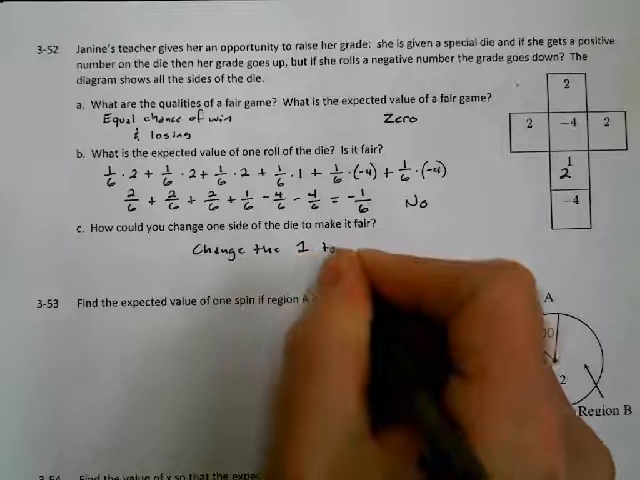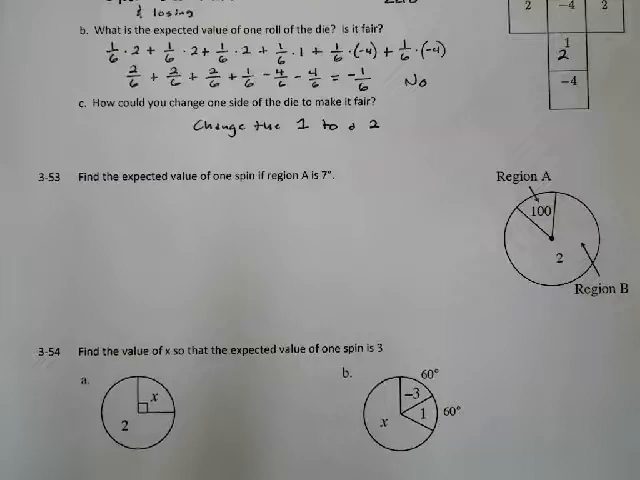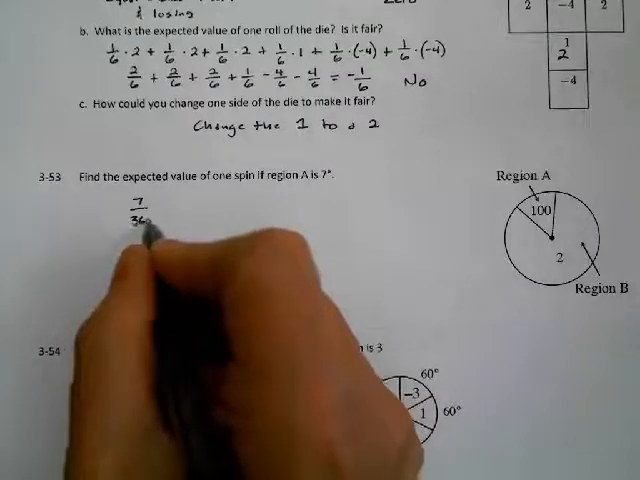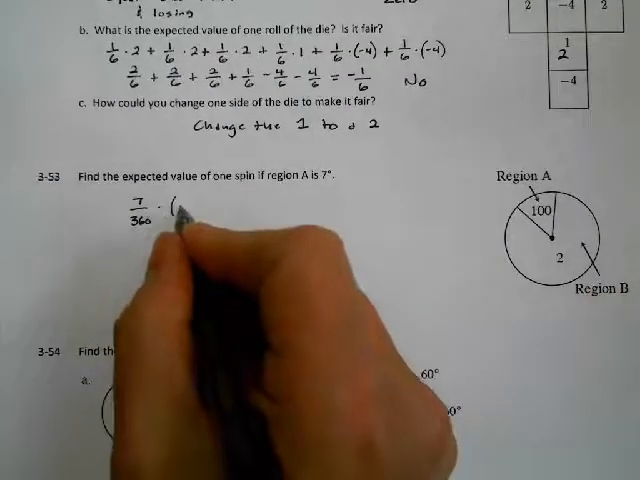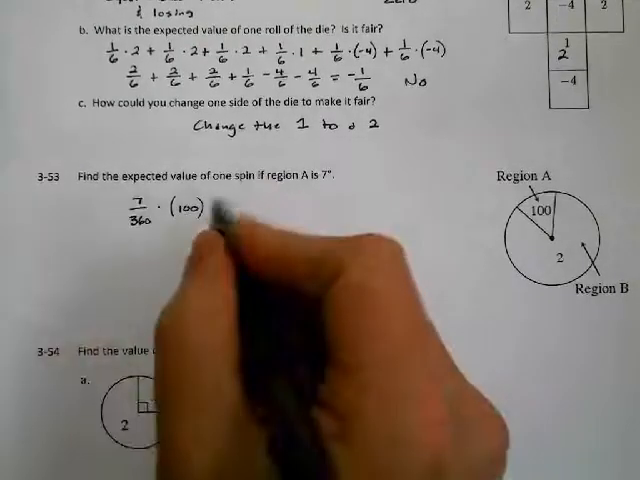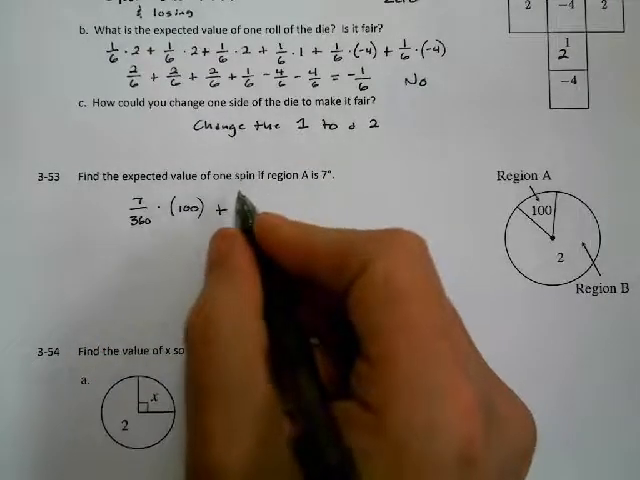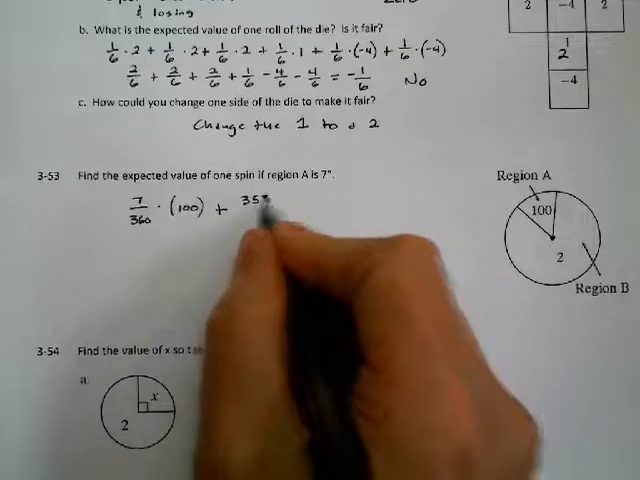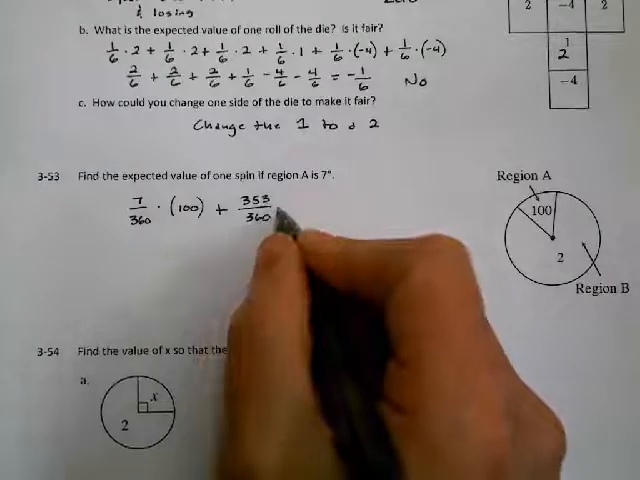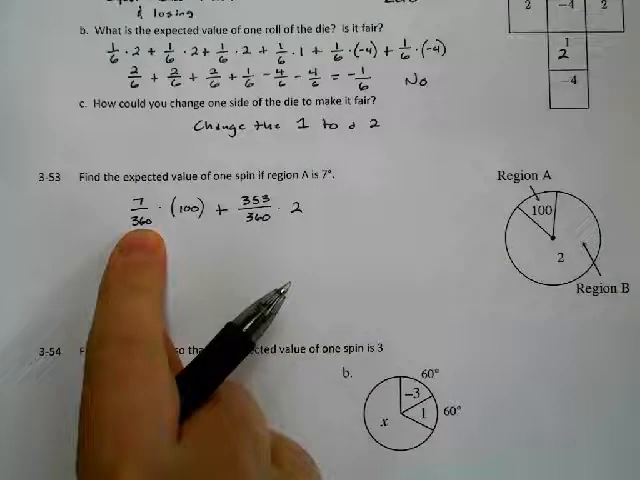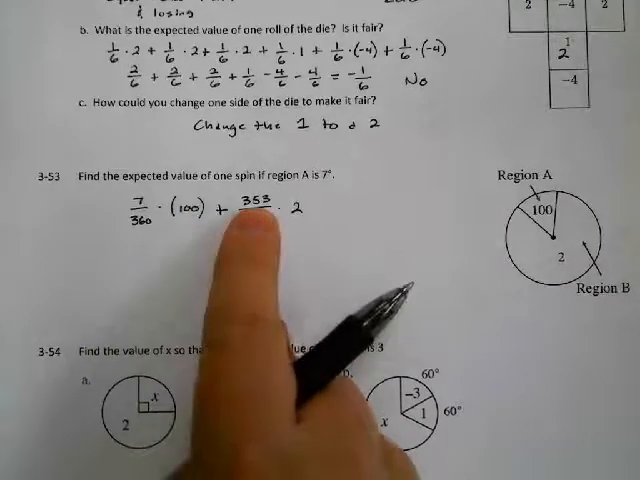Find the expected value if region A is 7 degrees. Ooh, 7 degrees. Well, 7 degrees is 7 out of 360. And so the value for that one, we would get $100 or 100, whatever points it is. Now the rest of the regions should be 353 degrees out of 360. And then we multiply by 2 for that one. So 7 out of 360 times, I would expect to get 100. And 353 out of 360 times, I expect to get 2.